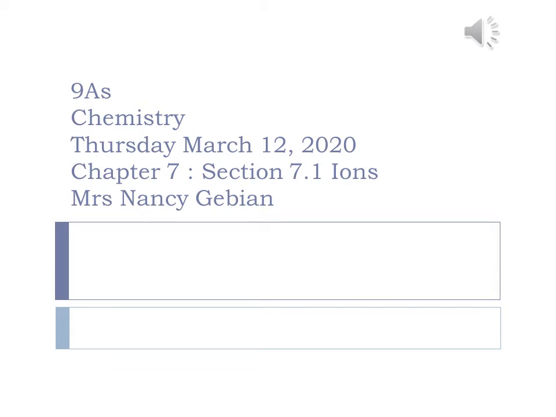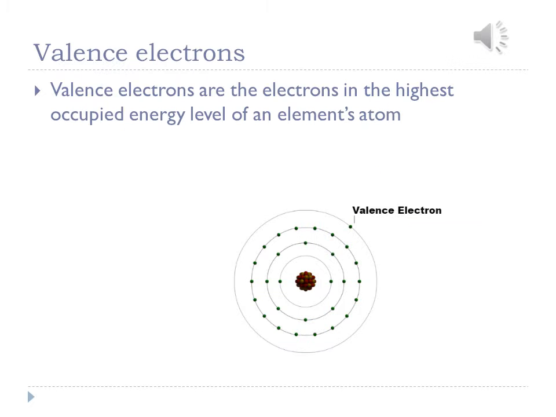We are going to start a new section in Chapter 7, Section 7.1, Ions. The objective of this section is to determine the number of valence electrons in an atom of a representative element. So what are valence electrons? Valence electrons are the electrons in the highest occupied energy level of an element's atom, as you can see in the figure below.